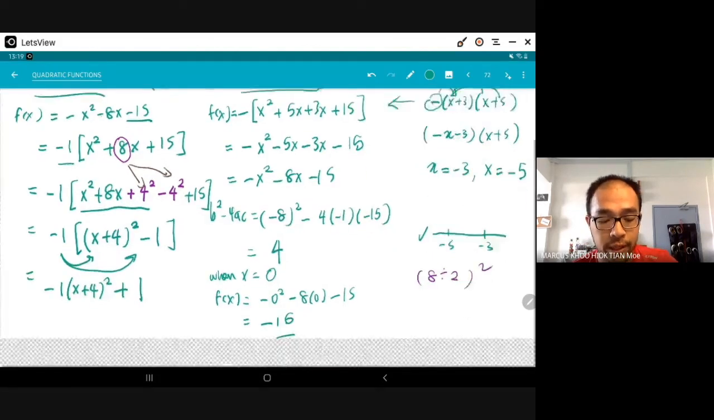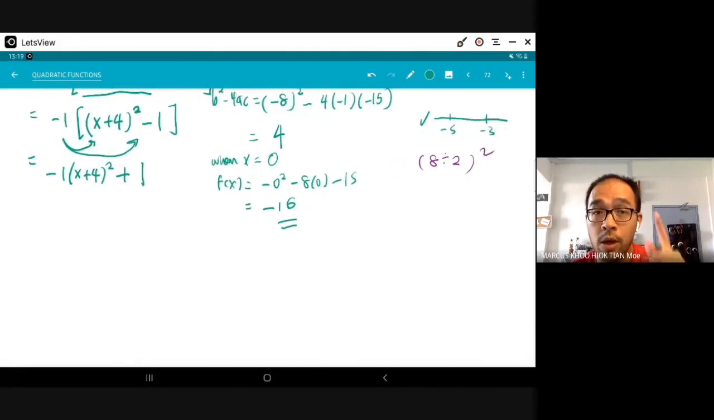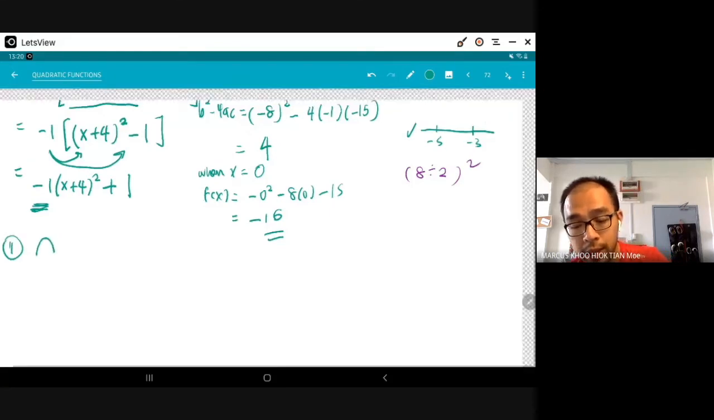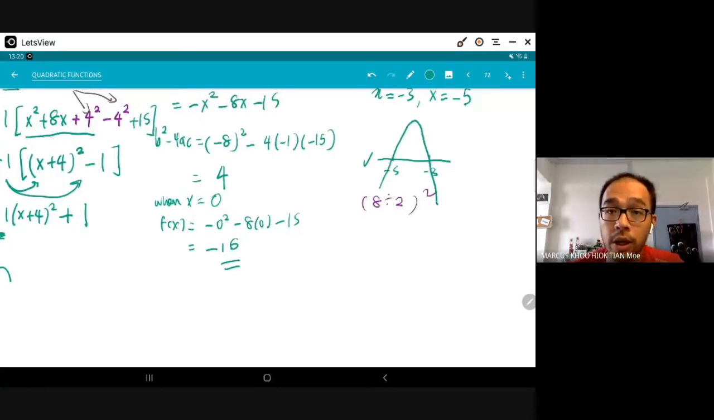Once we have it in vertex form, we can get two important pieces of information. Number one, what kind of graph is this? Is this a minimum or maximum graph? Because the number is a negative number, it's going to be a maximum graph. So information number one, maximum graph. So we know that it's going to be like that kind of shape.